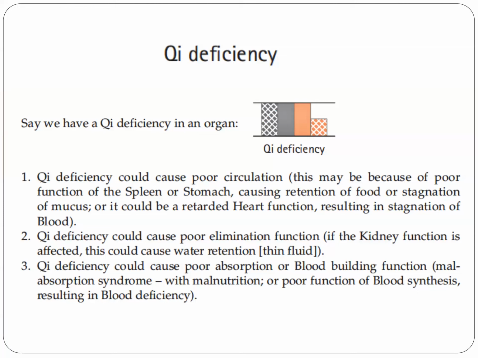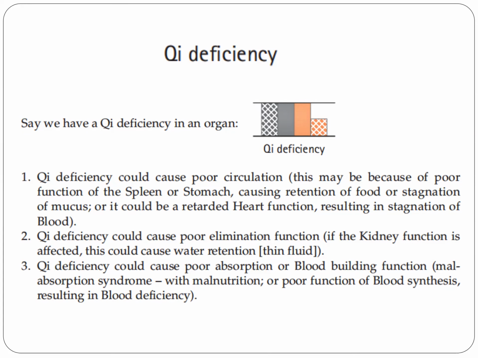So we have here the illustrations, Qi deficiency. If we could observe very carefully, pantay-pantay po yung blood, yin and yang, and pababa po yung sa Qi. So illustrating that there is a Qi deficiency. First, Qi deficiency could cause poor circulation. This may be because of poor function of the spleen or stomach, causing retention of food or stagnation of mucus. Or it could be retarded heart function, resulting in stagnation of blood.